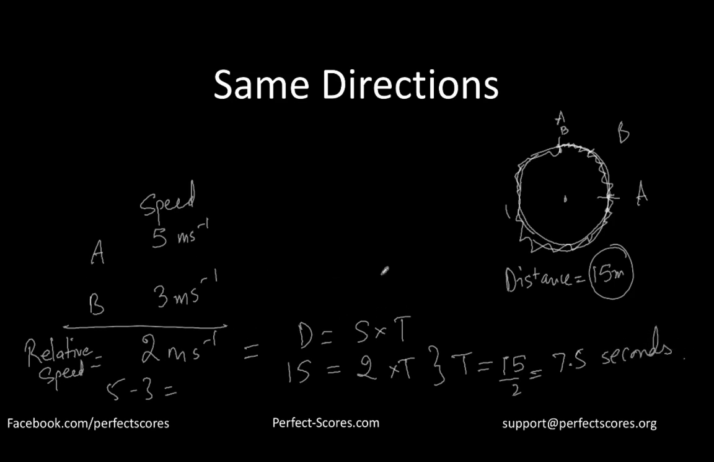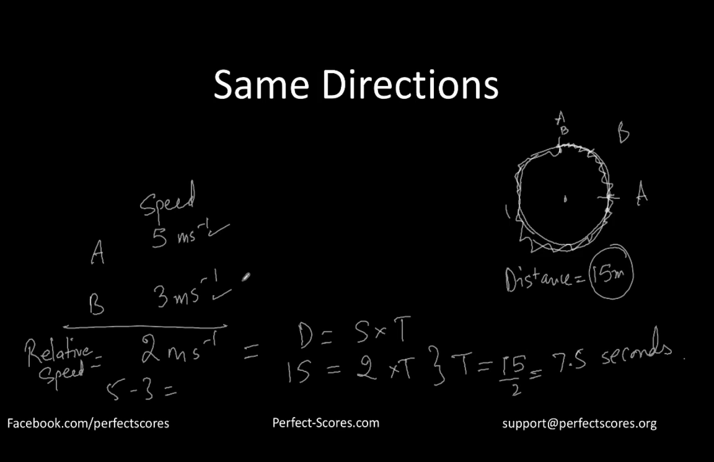Right? So this is what the case is. Let's suppose I want to talk about this again, I'll just explain this again. Let's say runner A travels at the speed of 5 meters per second, runner B travels at the speed of 3 meters per second. Now what is the relative speed? The relative speed is 2 meters per second.